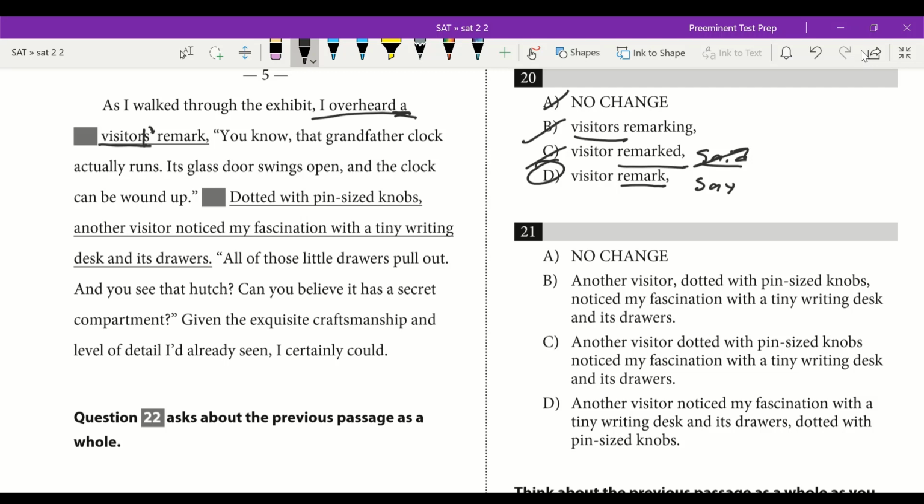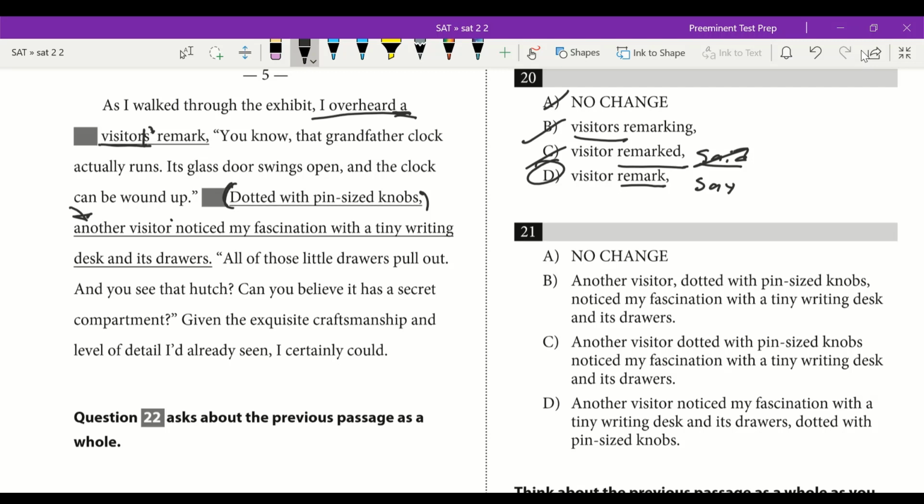Alright, you know that grandfather clock actually runs, its glass door swings open, and the clock can be wound up. Well, now we have dotted with pin-sized knobs followed by a comma. Well, when you have a descriptive phrase followed by a comma, that's telling me that it has to describe what follows it, right? So we have our descriptive phrase, dotted with pin-sized knobs, with a comma, followed by another visitor.